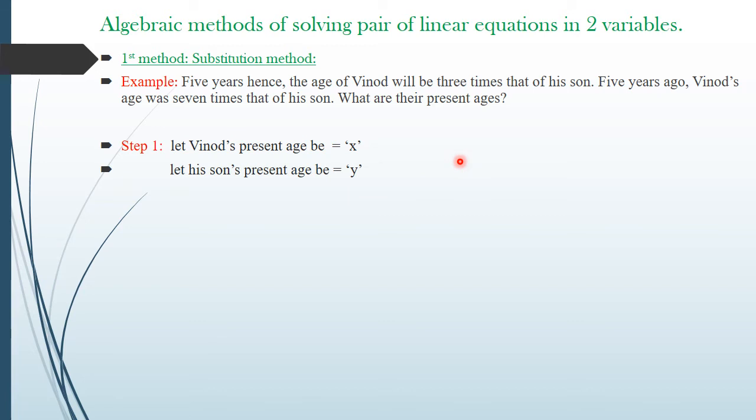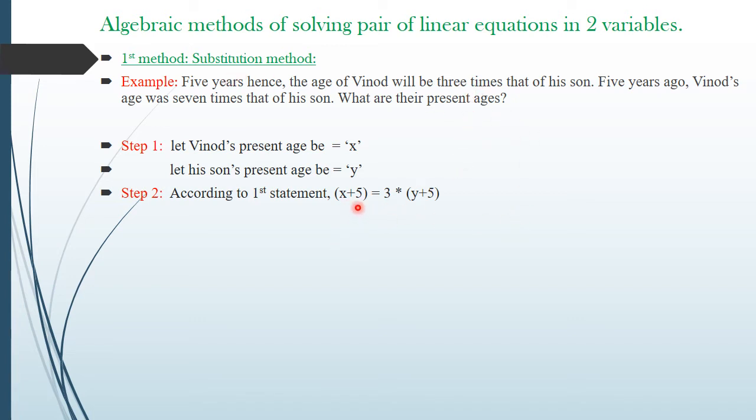Now according to the first statement that we will consider in step 2, 5 years hence means after 5 years his age will be 5 more than whatever it is now. Therefore I will consider x plus 5, that will be 3 times that of his son. If his age is being increased by 5 after 5 years, his son's age will also be increased by 5 after 5 years. Therefore 3 times y plus 5 will be equal to x plus 5 according to the first statement.